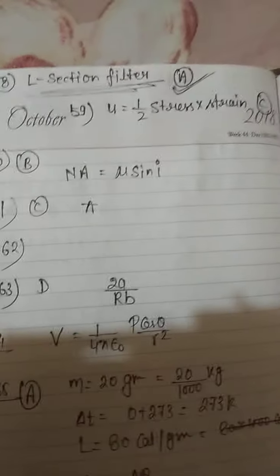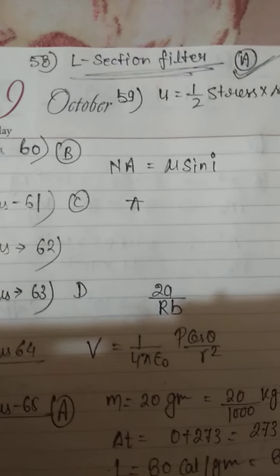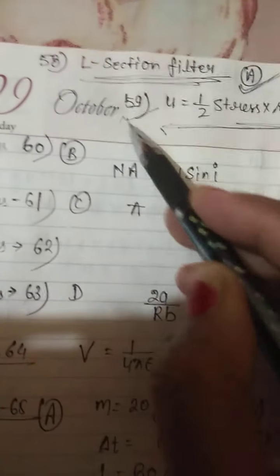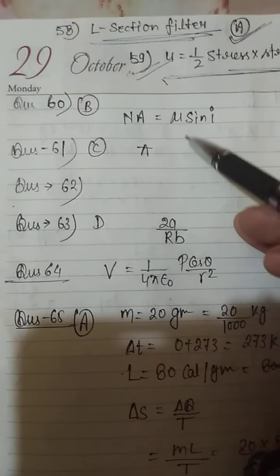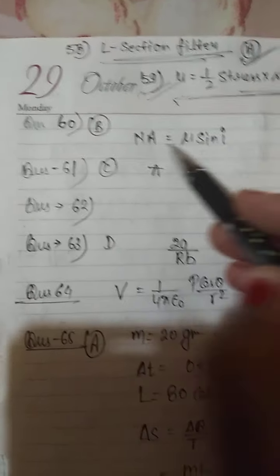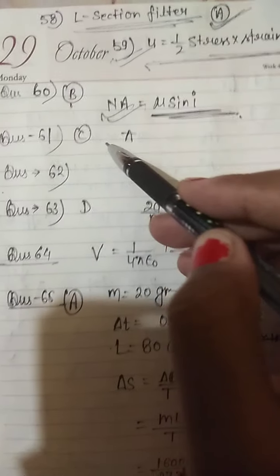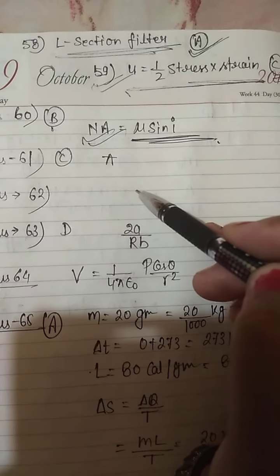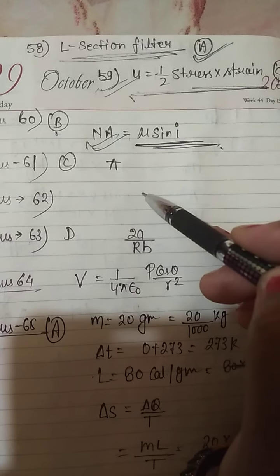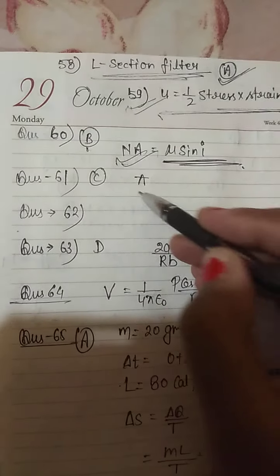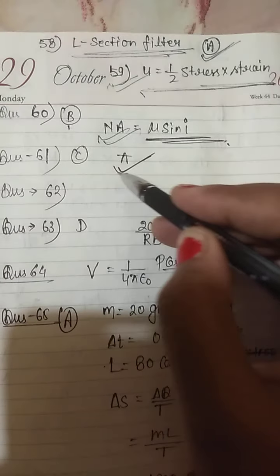Now question number 59. Potential energy per unit volume of a strained wire. What is it? U is equal to 1 by 2 stress into strain. So for 59, correct option will be C. Next question number 60. The numerical aperture of a microscope is given by. Numerical aperture is equal to mu sin i. So correct option will be B. Question number 61. A half wave plate produces a phase difference between ordinary and extraordinary waves equal to what? Pi. So correct option will be C.